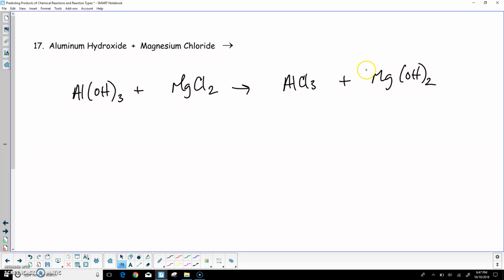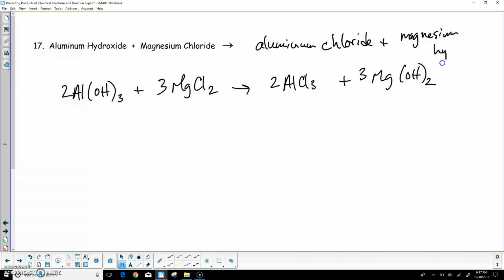In order to balance this thing, I think we're going to put a 3 here and a 2 here. We'll put a 2 here and a 3 here, and it should be good. 2, 3, 2, 3. And name them: aluminum chloride, plus magnesium hydroxide.